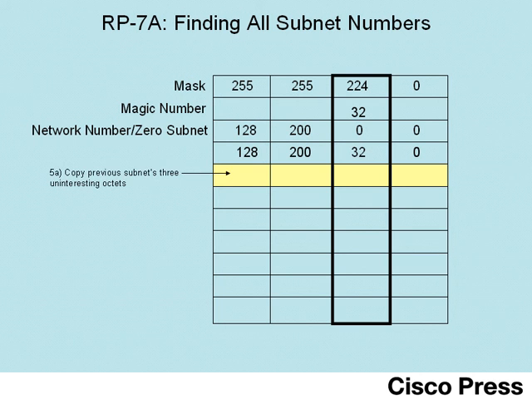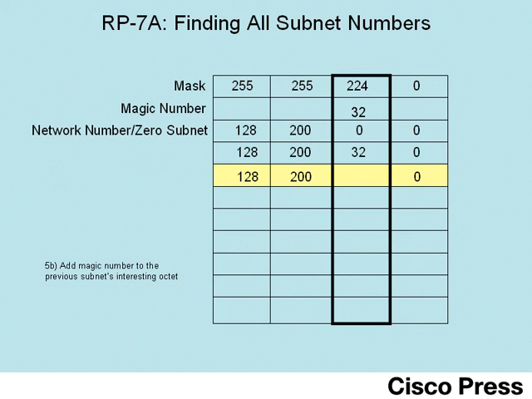To find the next subnet number, you simply repeat step 5. So at step 5A, you copy the 3 boring octets down to the next subnet number's line, and then at step 5B, you add the magic number of 32 to the previous subnet number's value in the interesting octet, which is 32 in this case, for a value of 64. So the next subnet number is 128.200.64.0.